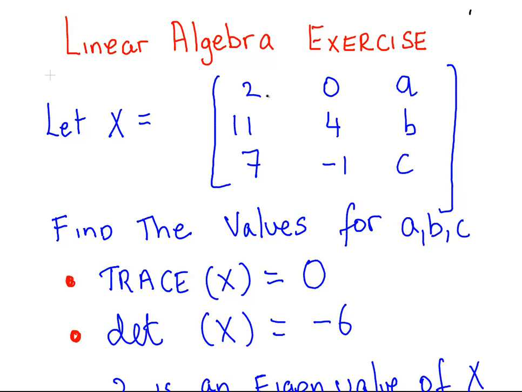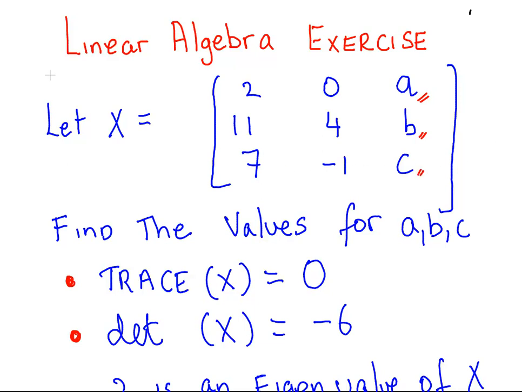X, and it comprises 2, 0, A, top row. Now, just let's remark that that's an undetermined coefficient there. 11, 4, B, another undetermined value, 7, minus 1, and C. Okay, find the values of A, B, C.